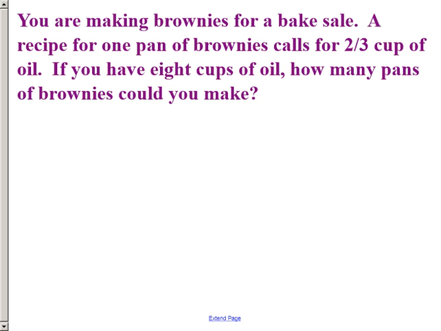What we start with is the 8 cups of oil. And what do we want to do with that? Well, we want to use 2/3 of a cup of it to make a pan of brownies. And if I still have some left, I want to use another 2/3 to make another pan of brownies. And I want to keep on using 2/3 at a time until I've used all of the oil. So what that really is, is repeated subtraction. And repeated subtraction is division.